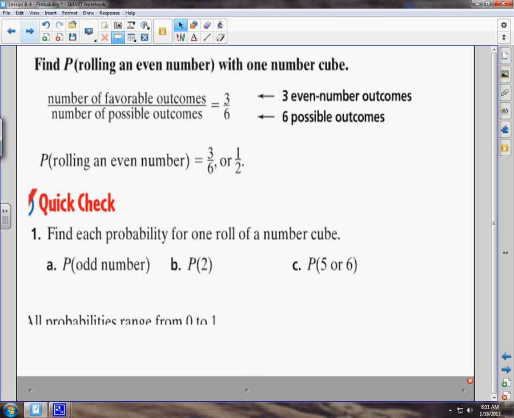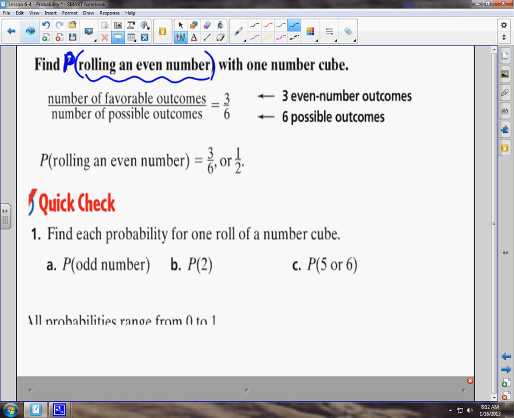All right, so what's the probability of rolling an even number? So whenever you see this P, that means probability. So you're going to see a capital P, and then inside the parentheses is what they're looking for: rolling an even number, with one number cube.